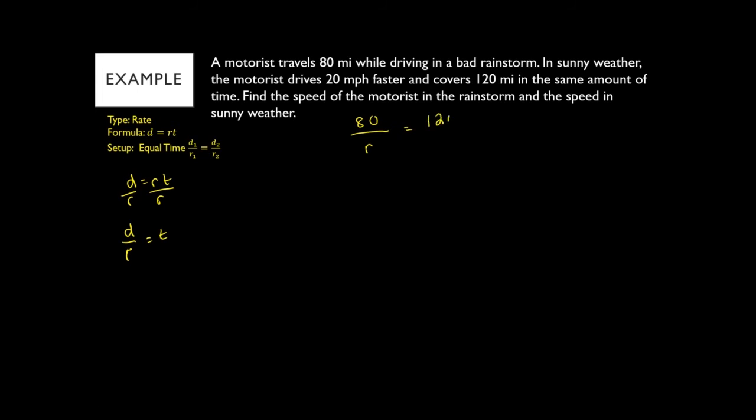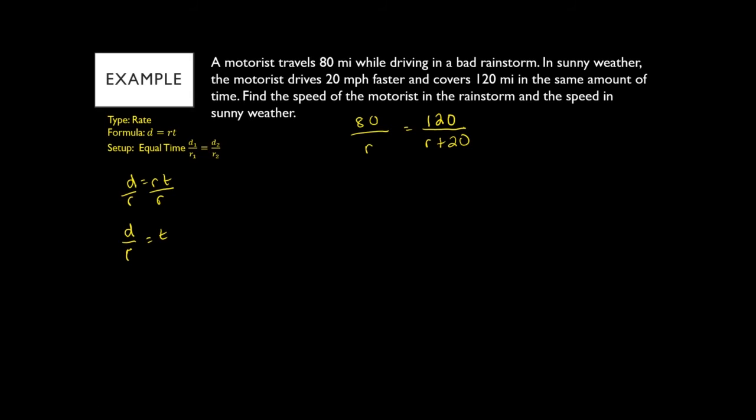So I could put 120 on top because we're having our distances on top. I don't know the speed in sunny weather, but I know it's 20 miles per hour faster than the speed in the rainstorm. So we've got our unknown speed in the rainstorm, which I'm just going to call R for the rate. And it was 20 miles per hour faster in sunny weather, so I can express that as R plus 20.